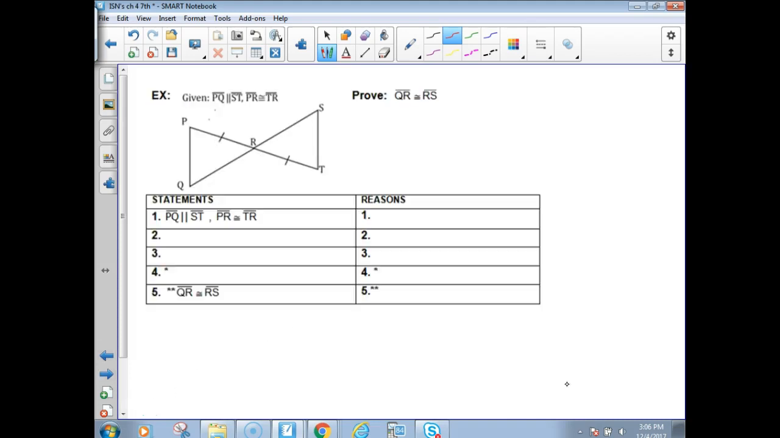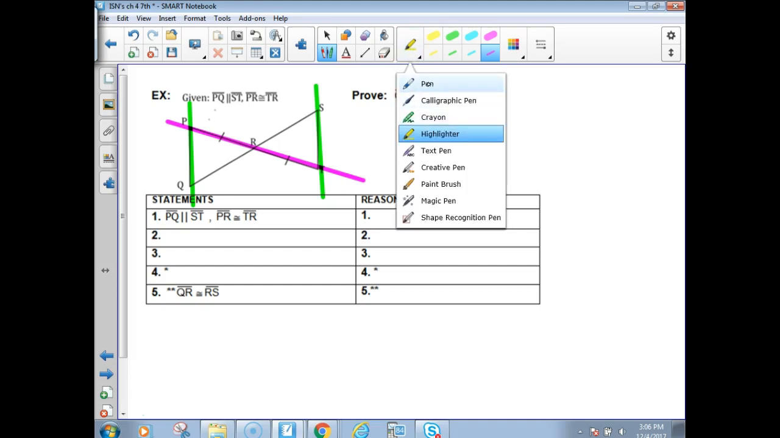Okay, so let's try another proof. One more for your ISN. PQ is parallel to ST, so I'm going to go highlight that. These are parallel lines. And then that would mean that the rest of this stuff are transversals. I'm just going to put that transversal highlighted just for the heck of it. I could go the other way, but I think I'm just not going to do that yet.